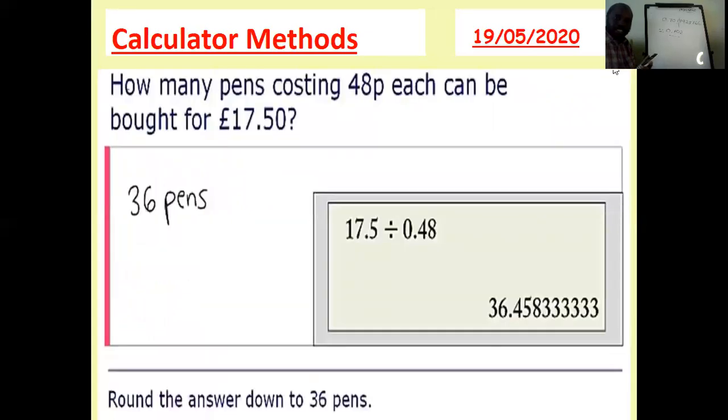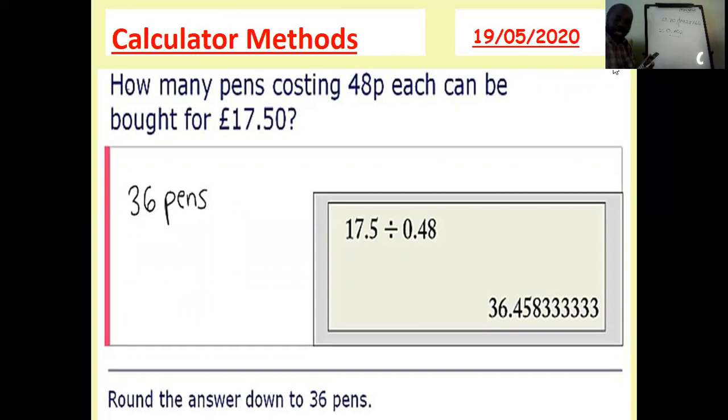So the answer is, first of all, you convert 48p into pounds. You divide by 100. That's 0.48. So we are saying how many lots of 0.48 go into 17.5. So you divide 17.5 by 0.48. Remember, use a calculator and you get 36.4583. And then you truncate your answer. So the final answer is just 36 pens, because we cannot have a fraction of a pen.